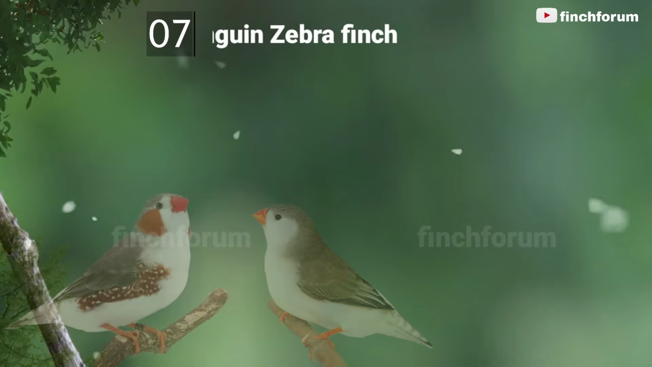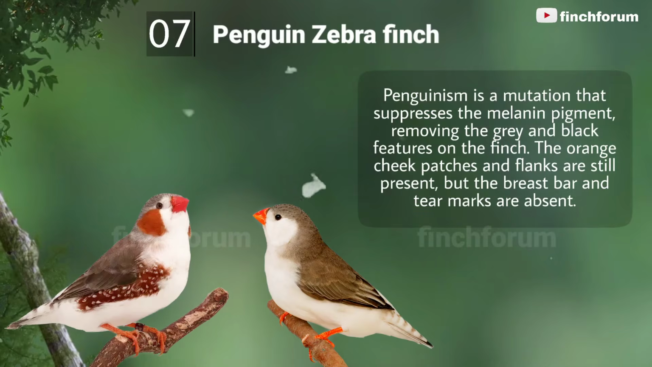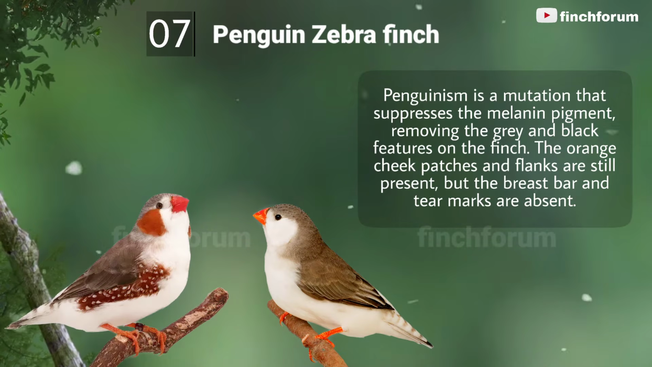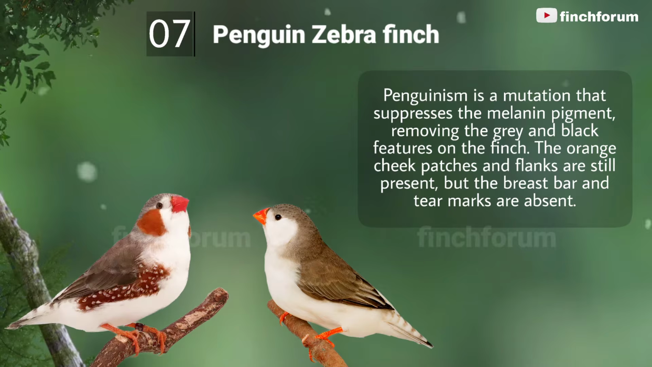Number 7. Penguin zebra finch. Penguinism is a mutation that suppresses the melanin pigment, removing the gray and black features on the finch. The orange cheek patches and flanks are still present, but the breast bar and tear marks are absent.